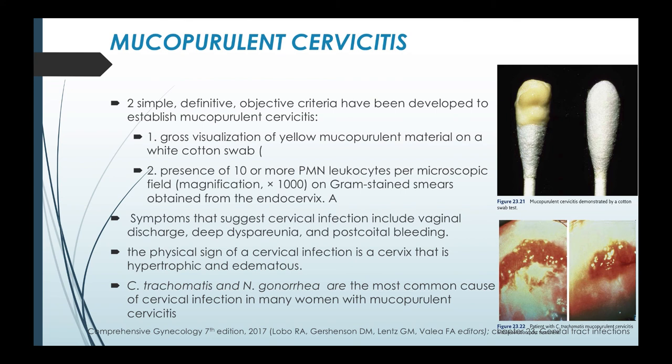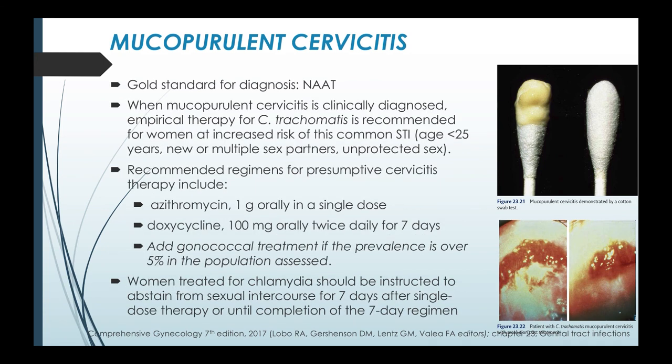The physical sign of a cervical infection is a cervix that is hypertrophic and edematous. Chlamydia trachomatis and Neisseria gonorrhoeae are the most common cause of cervical infection in many women with mucopurulent cervicitis. The gold standard for the diagnosis is a nucleic acid amplification test.